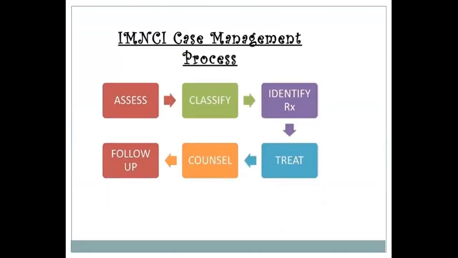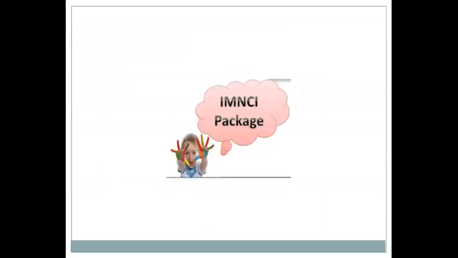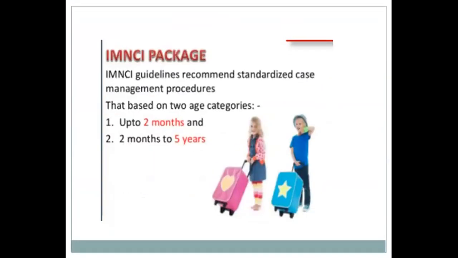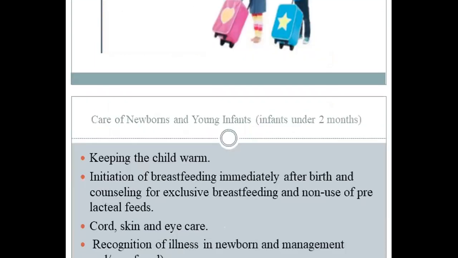The IMNCI case management process includes, first of all, assessing the child for danger signs or any other symptom, then classifying the disease, identifying the treatment, whether treatment at home, emergency treatment, or treatment at a health facility is required, treating, and then counseling the mother and follow-up services. IMNCI package guidelines recommend standardized case management, which is mainly targeted at two age categories: 0 to 2 months, and 2 months to 5 years.